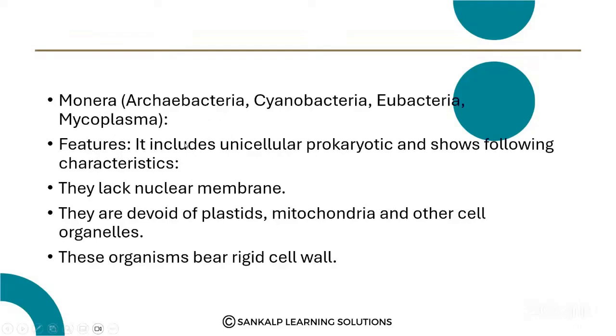Under the Monera kingdom, Archaebacteria, Cyanobacteria, Eubacteria, and Mycoplasma are the organisms which come under the Monera. These are prokaryotic organisms. Let us find out the meaning of prokaryotic organisms.